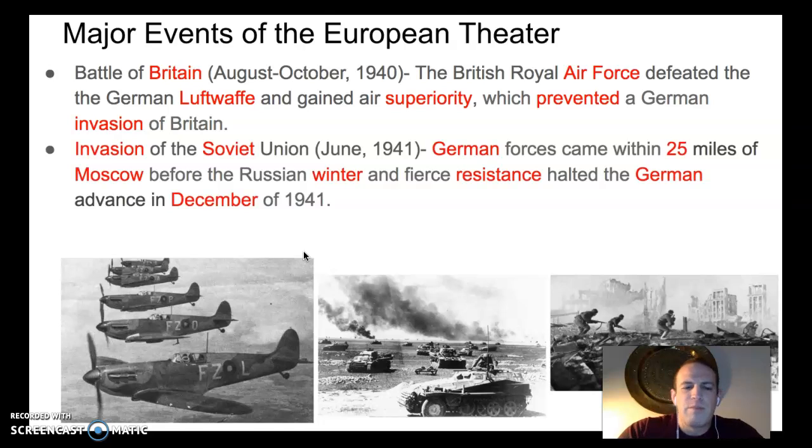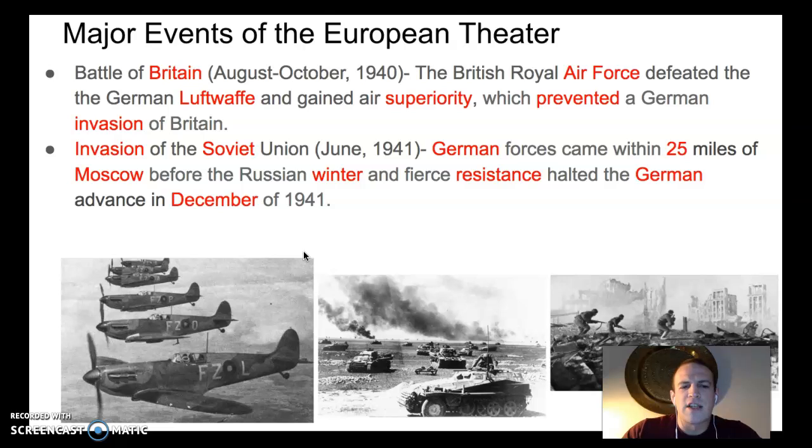Now, with the invasion of Britain out of the question, Adolf Hitler decided to look to the east because his overall goal was eventually to invade the Soviet Union. So even though Germany and the Soviet Union had signed this non-aggression pact before the war began, Hitler had always intended to violate that non-aggression pact and invade the Soviet Union.